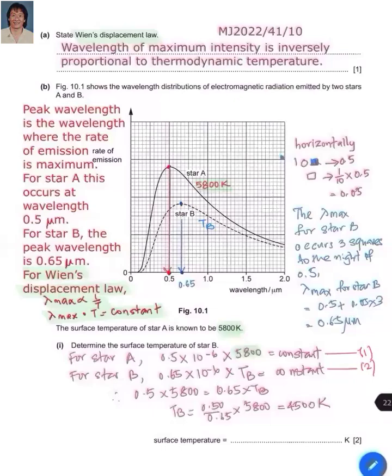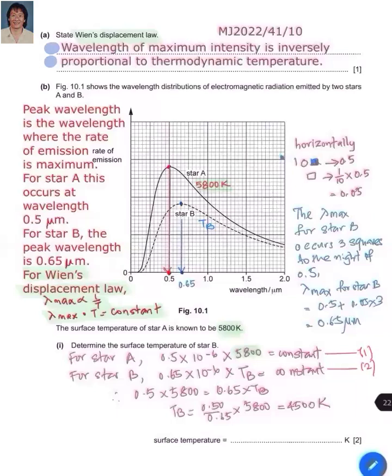This is a May/June 2022, variant 41 question, number 10. Part A carries 1 mark. They ask you what is Wien's displacement law. Wien's displacement law states that the wavelength of maximum intensity is inversely proportional to the thermodynamic temperature.